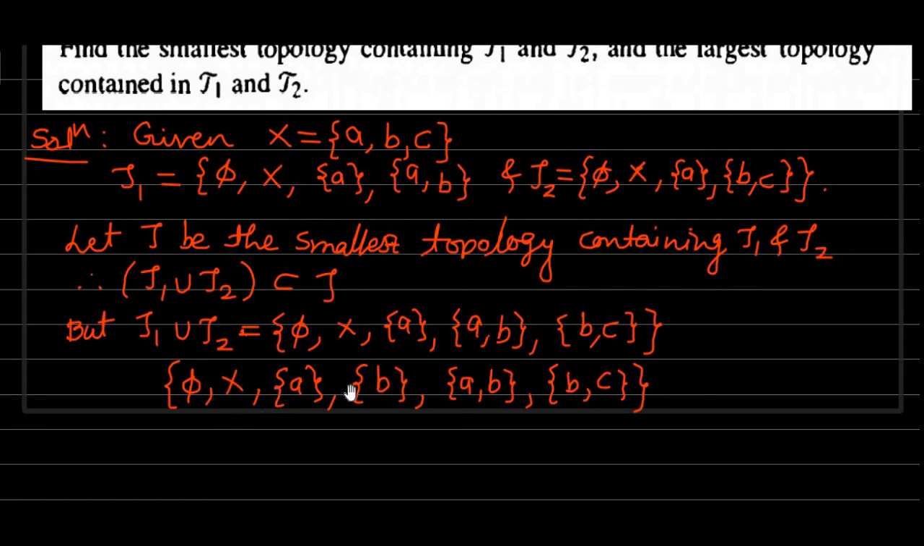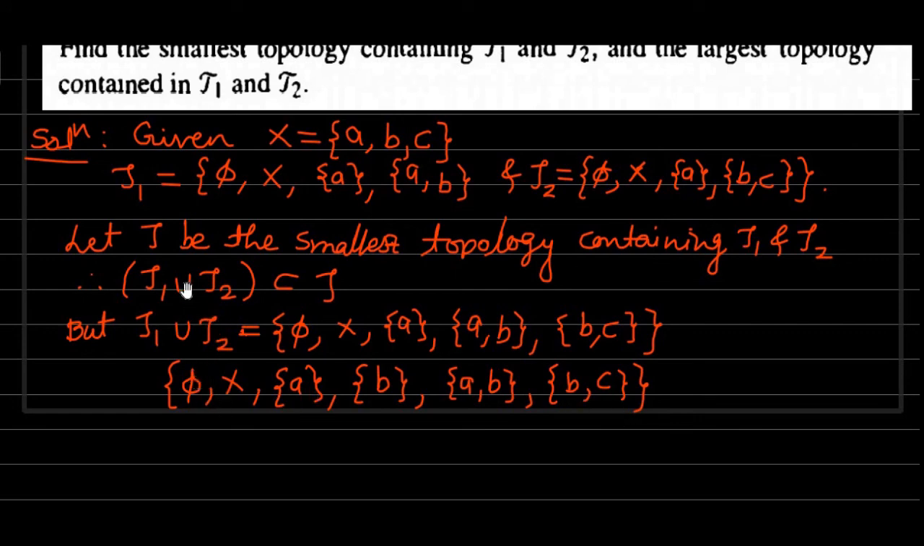Now intersection of the first two sets, singleton {A} and singleton {B}, is the empty set, which is already present here. Intersection of singleton {A} with the 2-point set {A, B} is the singleton {A}, which is already present here. Intersection of singleton {A} with the 2-point set {B, C} is the empty set, which is already present here. Intersection of singleton {B} with the 2-point set {A, B} is the singleton {B}, which is present here. Intersection of singleton {B} with the 2-point set {B, C} is the singleton {B}, which is present here. And finally the intersection of 2-point set {A, B} with the 2-point set {B, C} is the singleton {B}, which is already present here, which means that this collection is a topology on X.